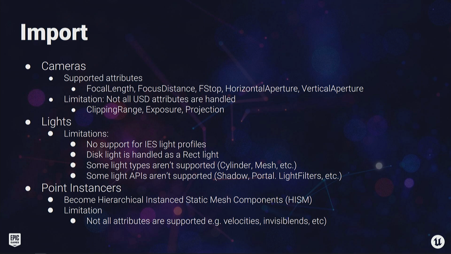Lights, we bring in lights. Lights, I'd say, are the trickiest thing. There are definitions as far as lights, but coming from different applications, they all mean very different things. There's a number of light types, like cylinder and mesh, that we don't support because there isn't anything internal to Unreal that would match up to them. As an industry, we need to figure out better light transport values and stuff. And then point instancers: if you have a point instancer, we'll bring it in.